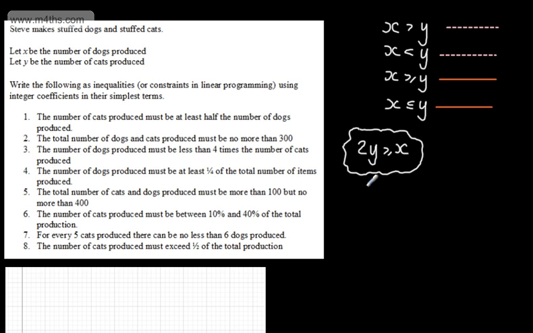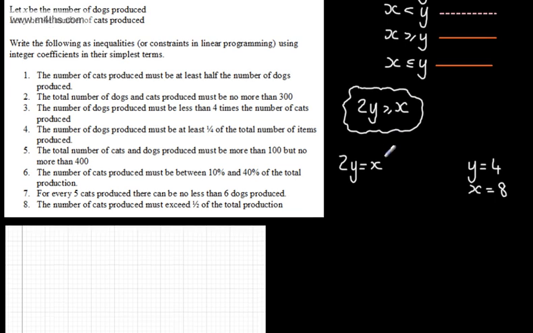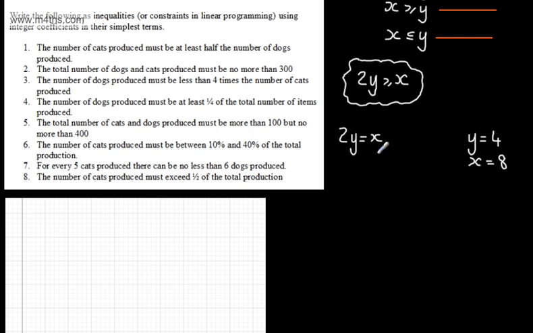A few different ways you could think about this. Now, if I said that 2y was equal to x, and I said that y was equal to 4, then 2 times 4 would give us x equal to 8. So we can see that this statement would be correct, but we're getting double the amount of dogs, x's, as we are cats, y's. So we can say here that 2 lots of the y value must be equal to or greater than the x. Another way of thinking about this, rightly or wrongly, is to draw a straight line.